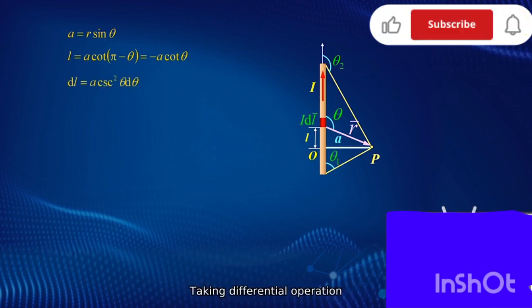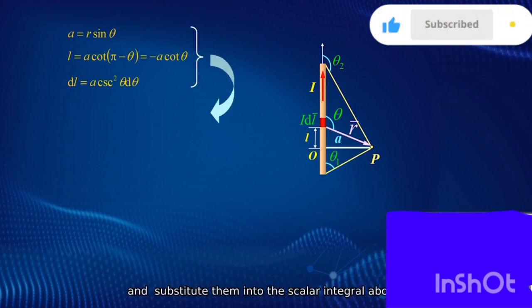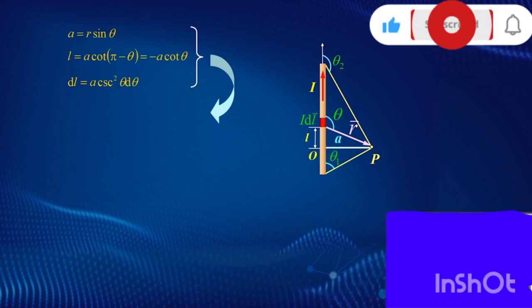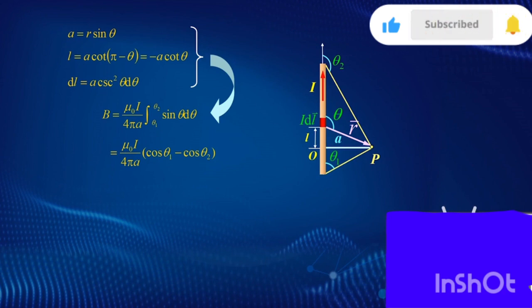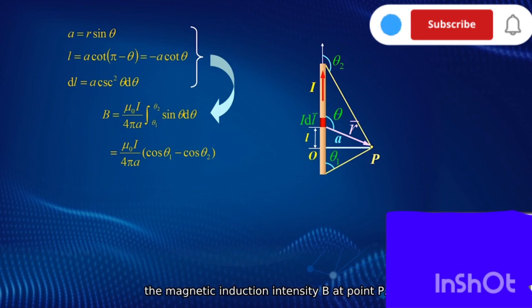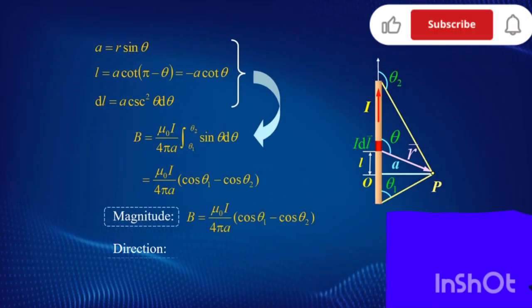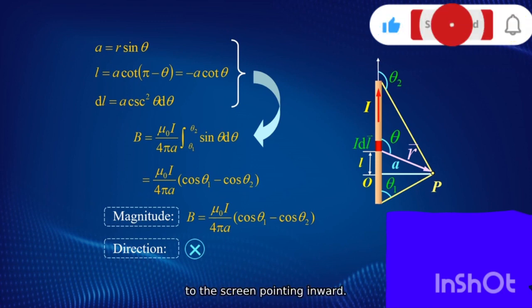Taking the differential of the second formula to get the expression for dl, and substituting them into the scalar integral above, the integrand is now expressed as a function of a and theta. The integral ranges from θ1 to θ2. Since a is a fixed value and the sine function is easy to integrate, we obtain the final expression of the magnetic induction intensity B at point P. Its magnitude depends on the distance a and the angular positions θ1 and θ2. The direction is perpendicular to the screen, pointing inward.